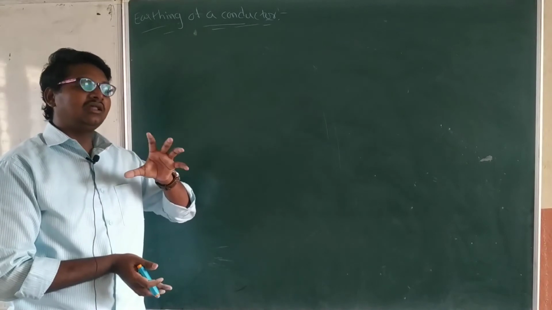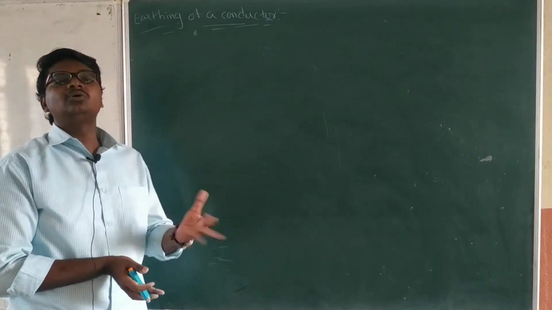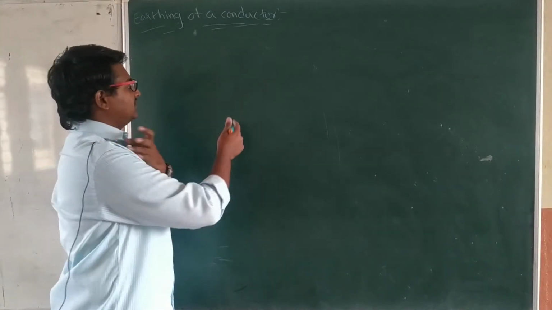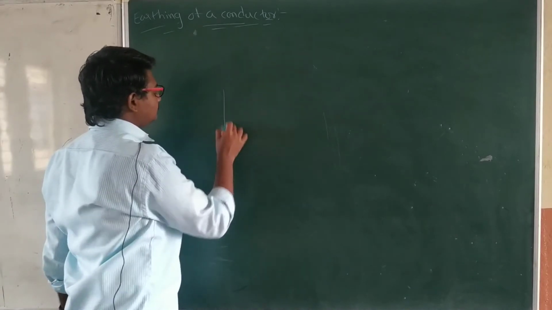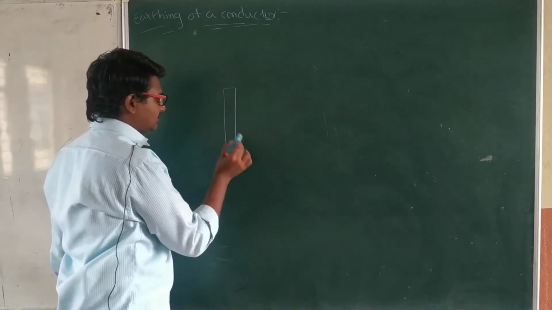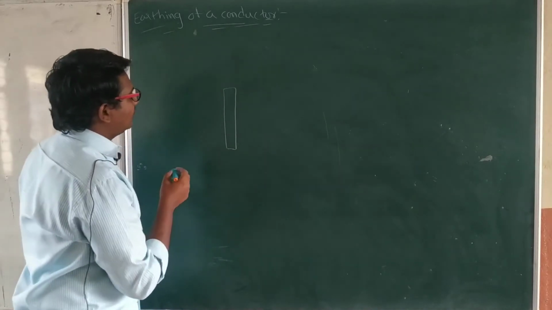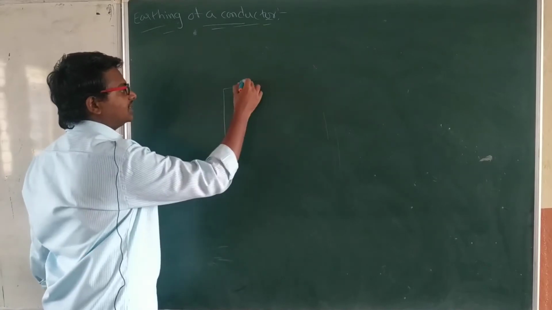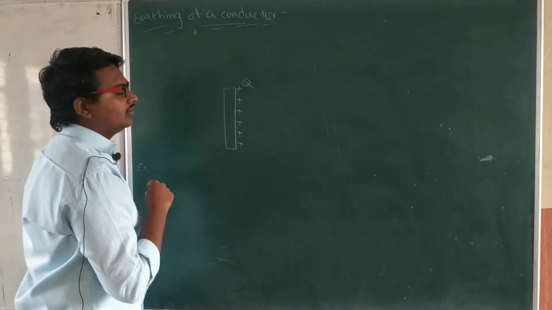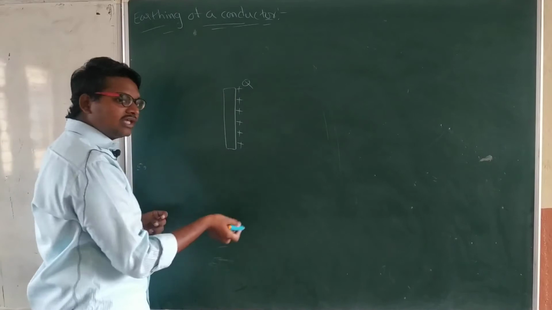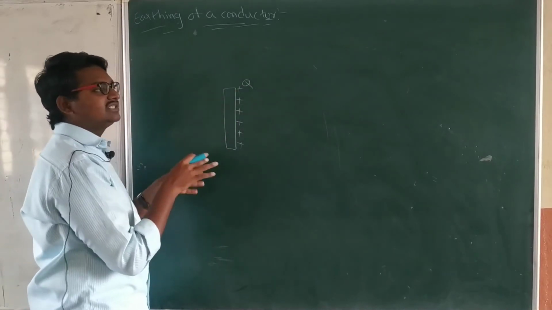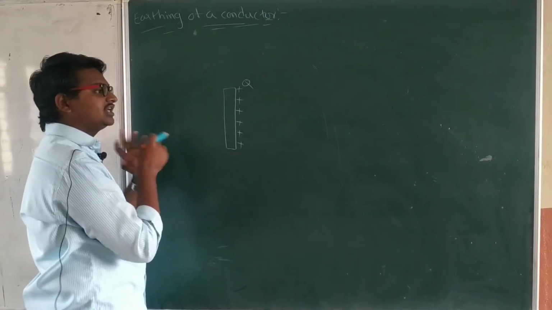Its potential it always keeps at zero. That concept is nothing but earthing of a conductor. It means if you consider any conductor like this, and you have given some charge to it, plus q, if it is not connected to the earth, it will have plus q charge continuously forever. It will be having plus q charge forever.